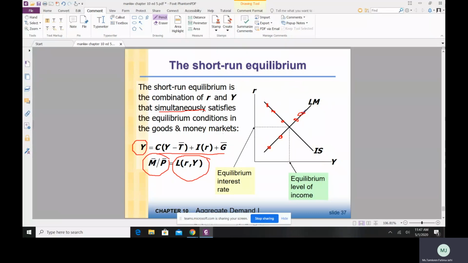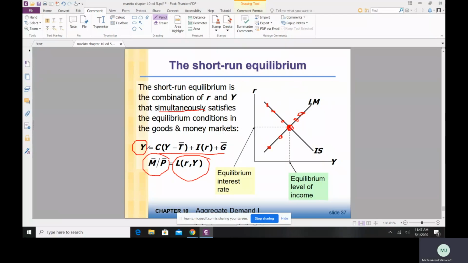Which combination of R and Y has both markets simultaneously in equilibrium? That point is right over here where the IS curve cuts the LM curve. This gives you a combination of R and Y which will ensure that both the goods and money markets are in equilibrium. So this is the short-term equilibrium.